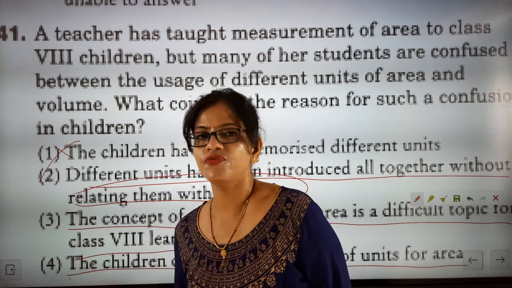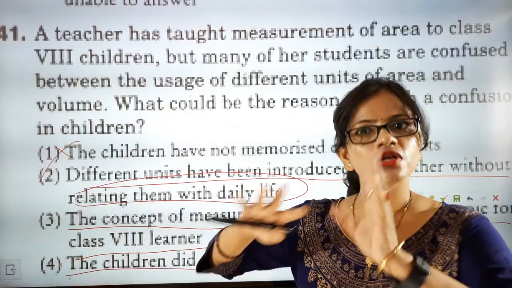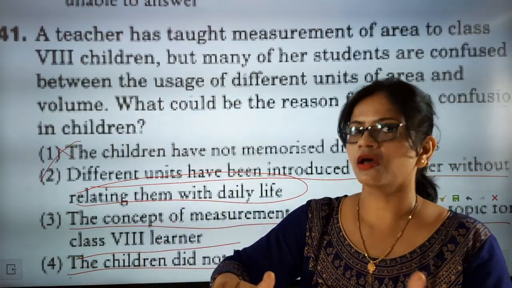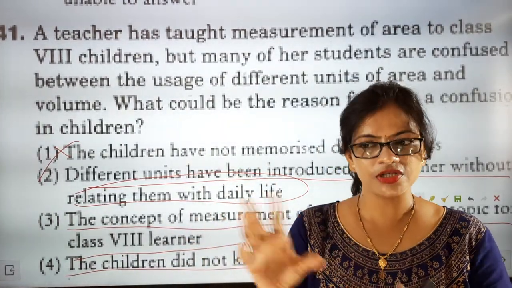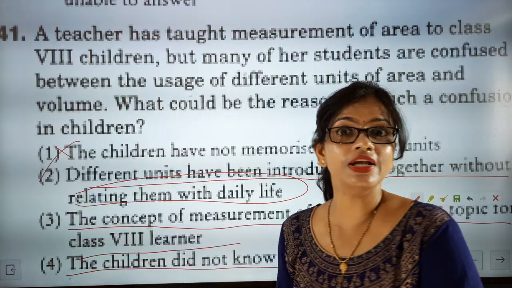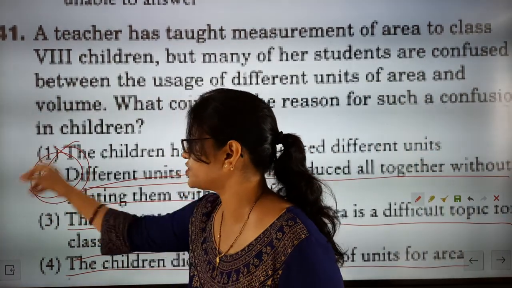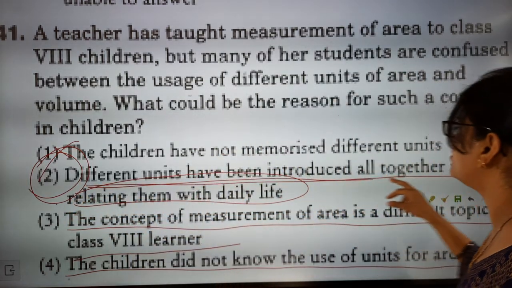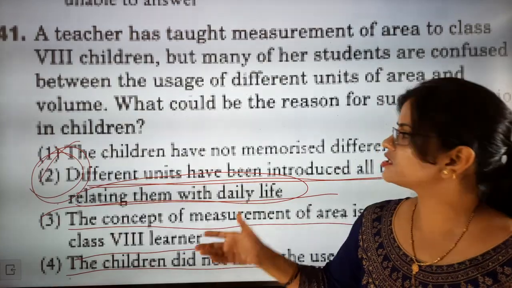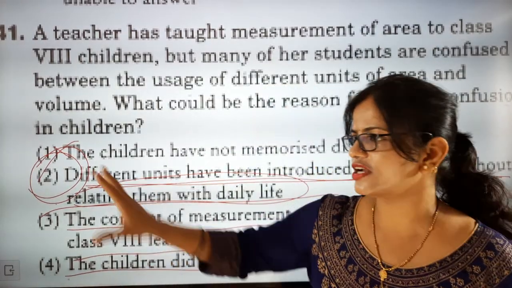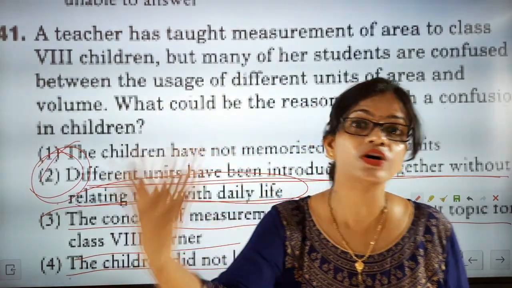See, children are confused, but they are not totally unknowing. They told that the teacher has introduced the concept and taught. So the students know, but they do not totally know the connection between conversions. So here the correct answer will be option 2, that different units have been introduced all together without relating them with each other. So the teacher expressed that this is centimeter, this is kilometer, but she has failed to express the conversion of units.